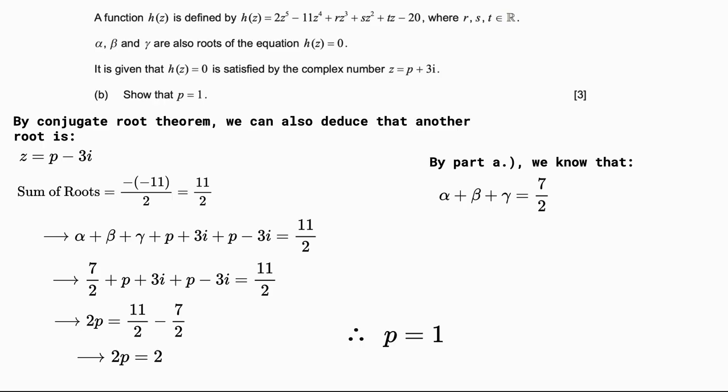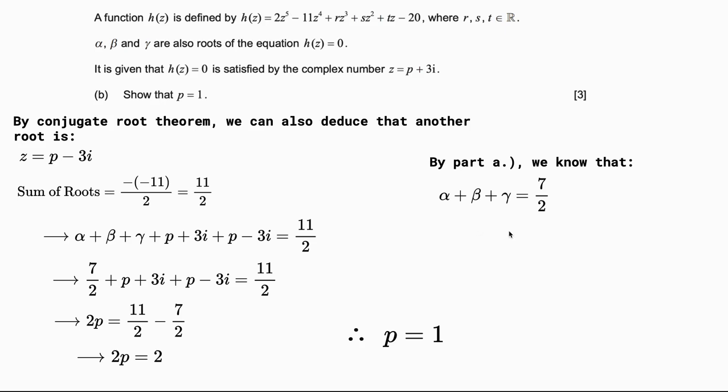So that's the basic idea over here. It's to try and use the given information to formulate an expression for the sum of the roots. We know that the roots are alpha, beta, gamma, and p minus 3i and p plus 3i. Those are the only roots of this function, since the degree is 5, so we can have 5 roots.